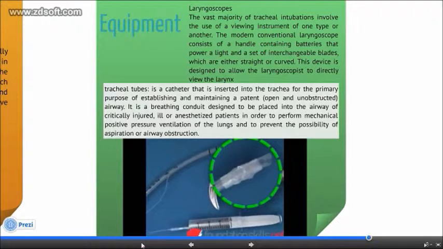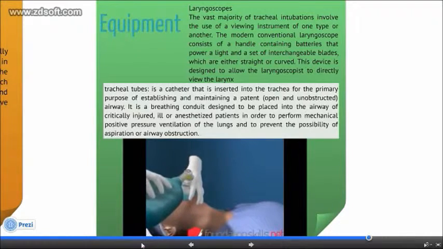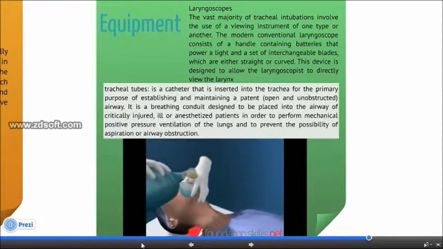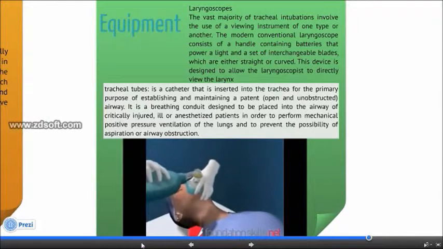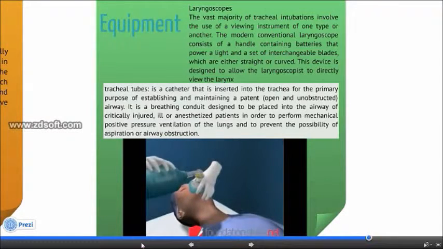Pre-oxygenate the patient with a breathing bag and mask ventilation for up to 1 minute before attempting to intubate. It is a procedure designed to be placed into the airway of critical injured, ill or anesthetized patients in order to perform mechanical positive pressure ventilation of the lungs and to prevent the possibility of aspiration or airway obstruction.